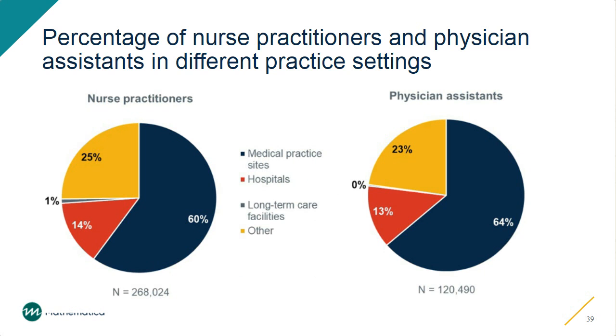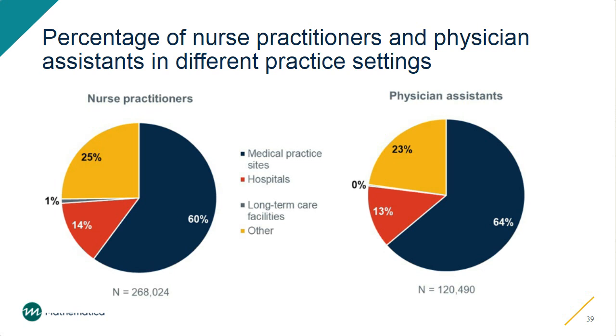So as you may know, there are more than twice as many NPs as PAs practicing in the US, about 260,000 NPs versus about 120,000 PAs. They generally practice in similar practice settings, most commonly working in medical practice sites, about 60%, with fewer working in hospitals, just under 15%. A fairly small number, less than 1%, are working in long-term care facilities. The remaining quarter or so of APCs are practicing in other categories, which include ambulatory surgery centers, home health agencies, and imaging centers, among other facility types.